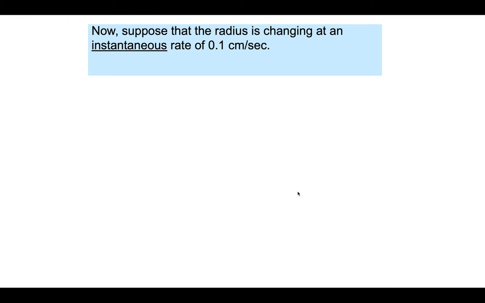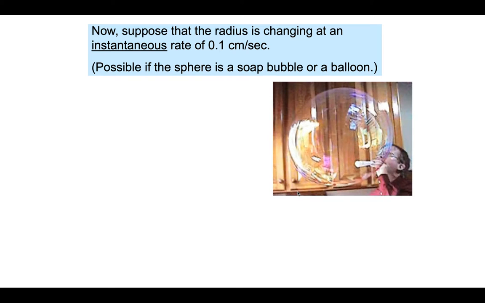Now, let's look at what's happening if the radius is changing at an instantaneous rate. It's going to be a variable rate, but at the instant that we're talking about, it's 0.1 centimeters per second. So this is possible if the sphere is a soap bubble or a balloon. Those kinds of things can happen.